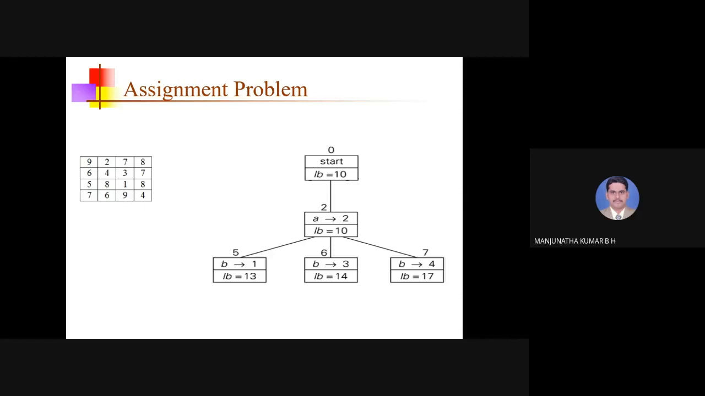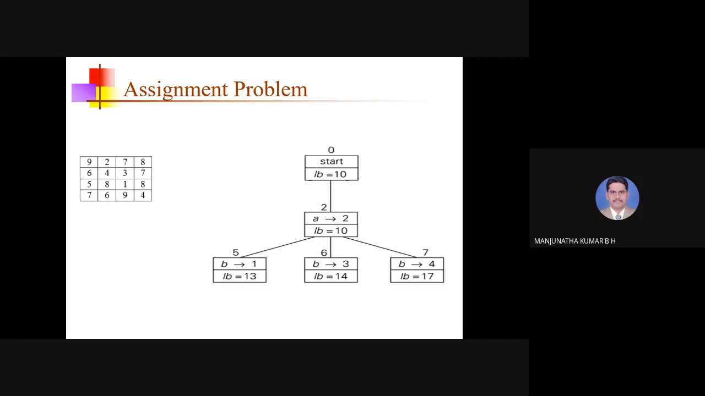Now what are the possible options for the next person? The next person is person B. Now I have to decide which job I can assign for person B. For person B, I have only 3 options left, because job 2 is already given for person A. The options left for person B are: I can give job 1, or job 3, or job 4. So I have created 3 nodes now. Those node numbers are 5, 6, 7.